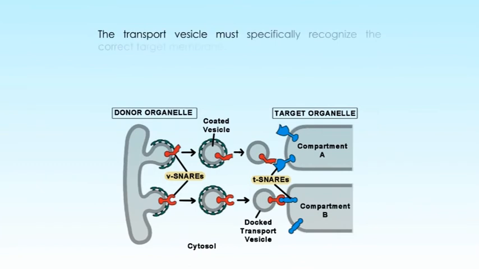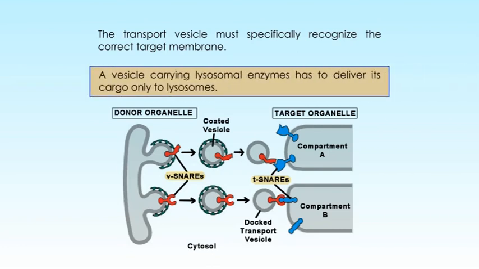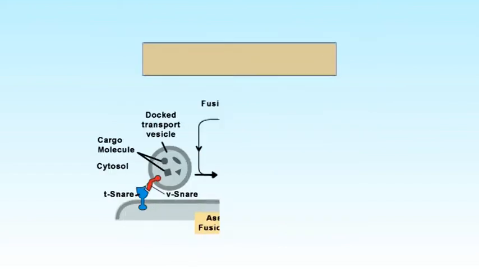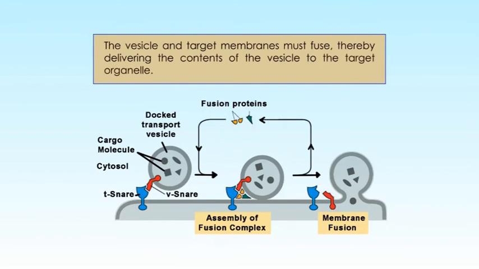Now let's look at vesicle fusion. The fusion of a transport vesicle with its target involves two types of events. First, the transport vesicle must specifically recognize the correct target membrane. For example, a vesicle carrying lysosomal enzymes has to deliver its cargo only to lysosome. Secondly, the vesicle and target membranes must fuse, thereby delivering the contents of the vesicle to the target organelle.